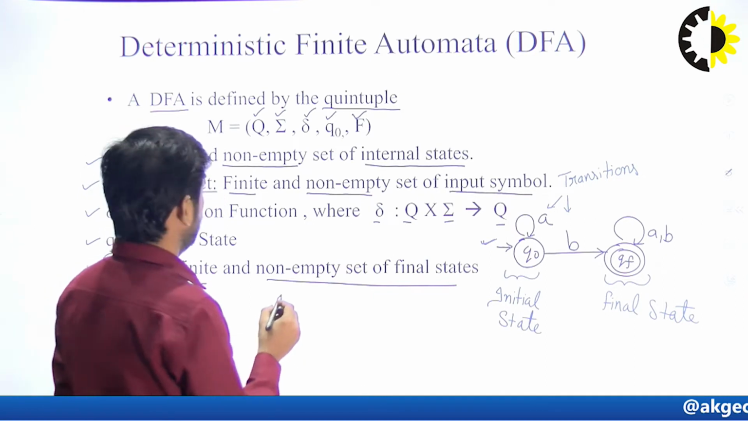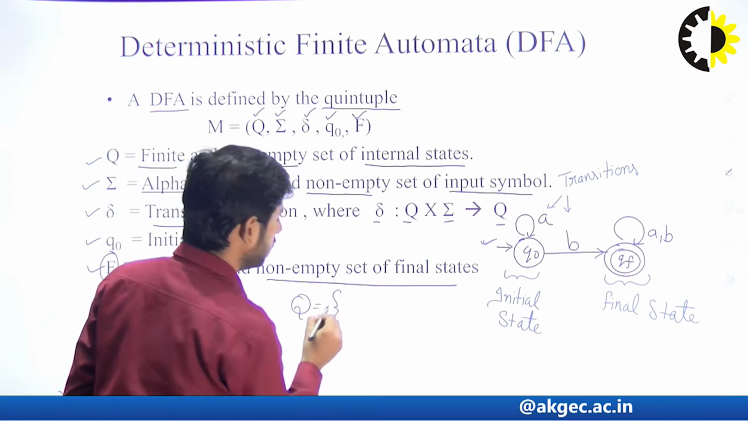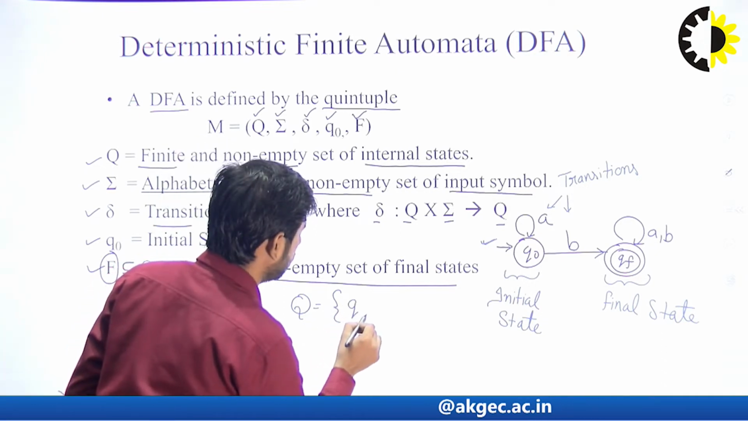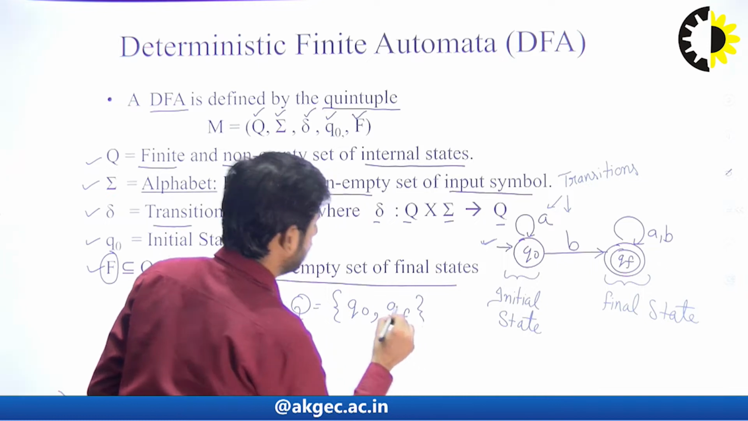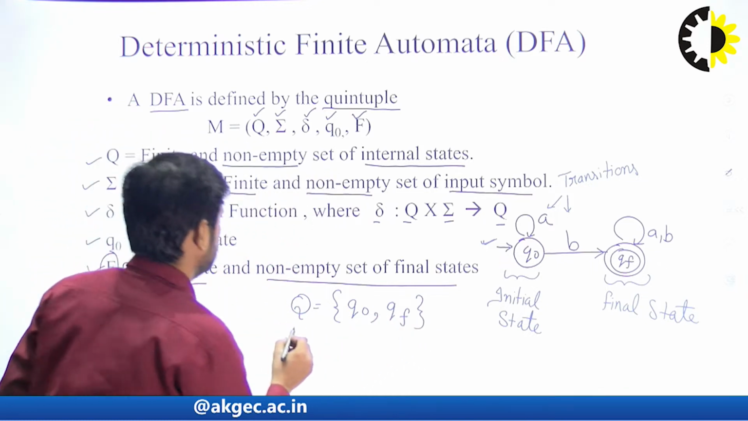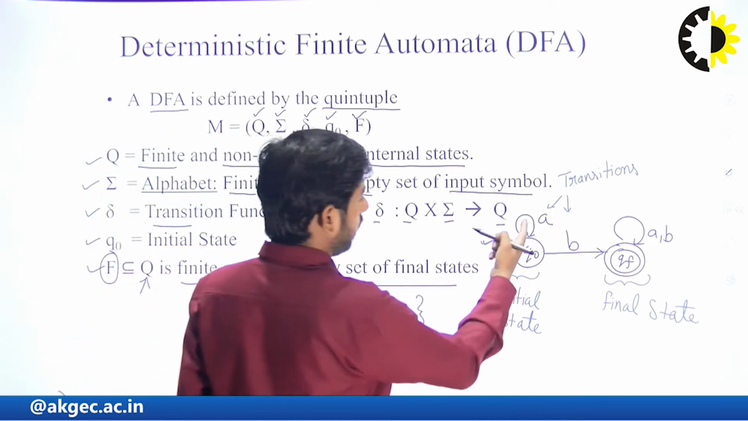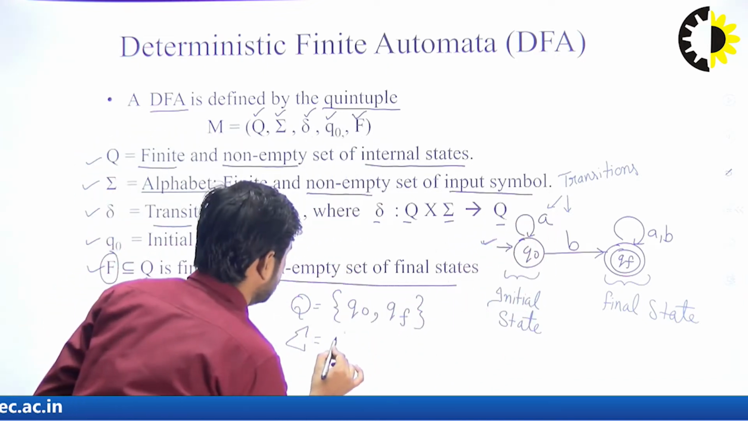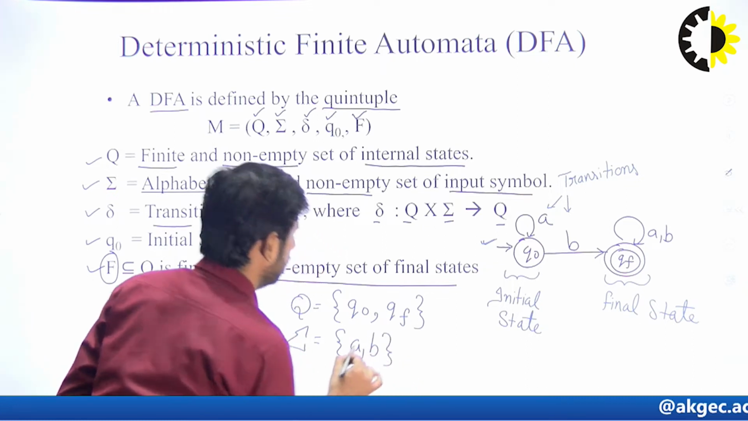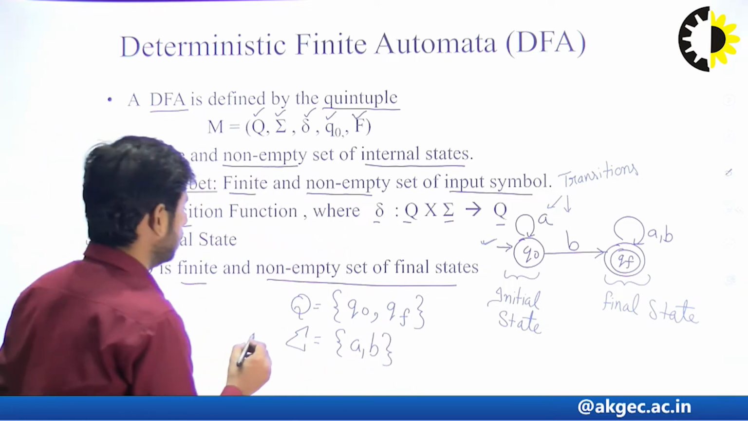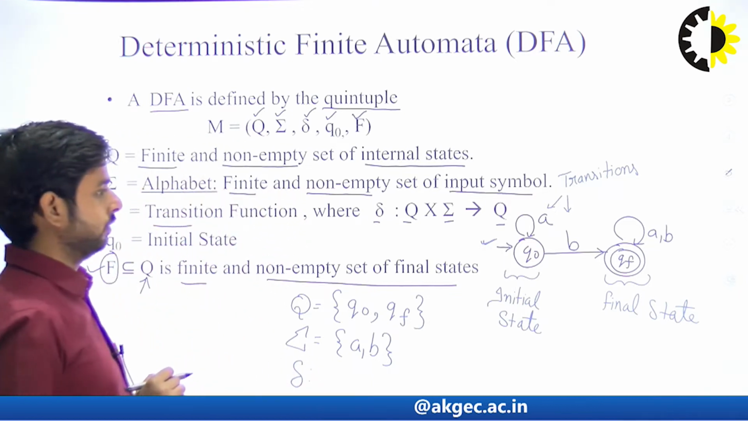Now what is Q here? Q is the set of states. So Q is Q node and QF. Next, what is sigma? This is the input alphabet. The input alphabet are A and B. On this input alphabet, the language is defined. This is sigma. Next is delta, the transition function.